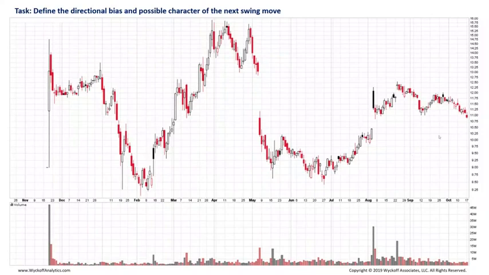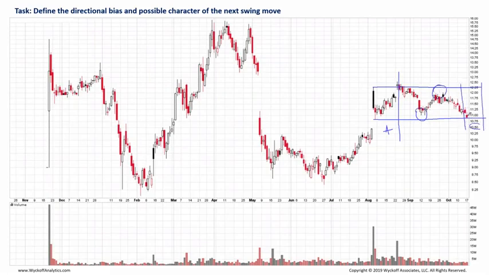Maybe entering phase C. Yes, possible phase C. So we would be looking for some kind of bar that would reverse. That would be our point of entry. We could also enter as the price goes through the high of the last bar to the downside. We could do that. Let's look at the result.